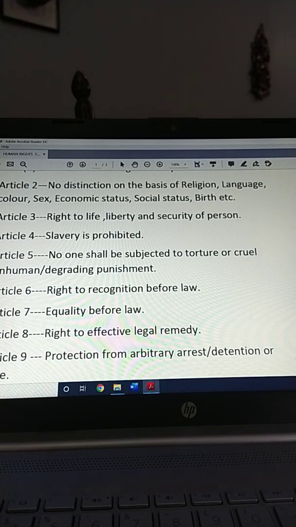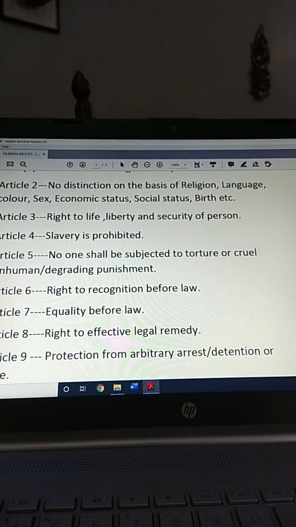Next is right to effective legal remedy. As law is not discriminating citizens, everybody has the right to effective legal remedy.